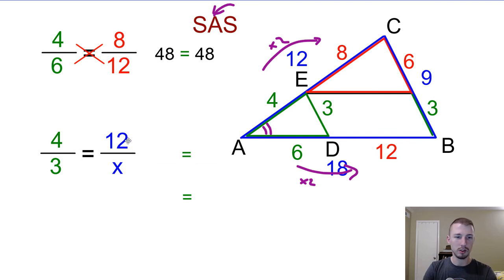All right, so 4 goes to 12, just as 3, the small one, goes to x. When we cross multiply, you'll end up with 9, I believe, on this one. So we get 4x is equal to 36. When we divide by 4, we get x is equal to 9. Sure enough.